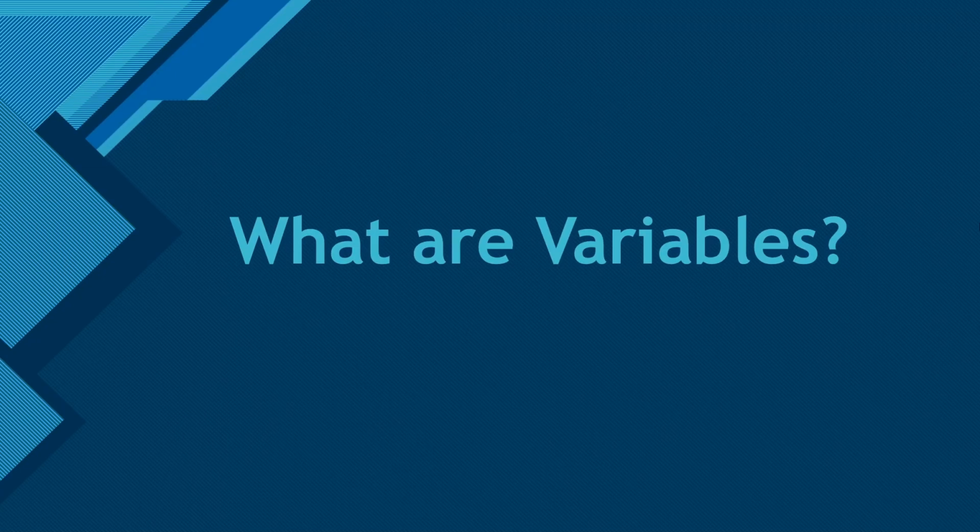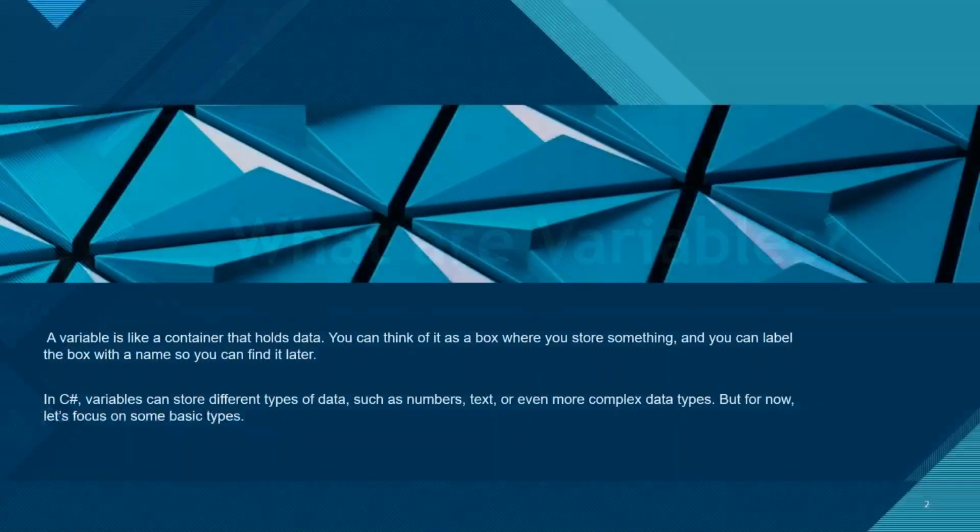Before we start coding, let's talk about variables. A variable is like a container that holds data. You can think of it as a box where you store something, and you can label the box with a name so you can find it later. In C#, variables can store different types of data, such as numbers, text, or even more complex data types. But for now, let's focus on some basic types.